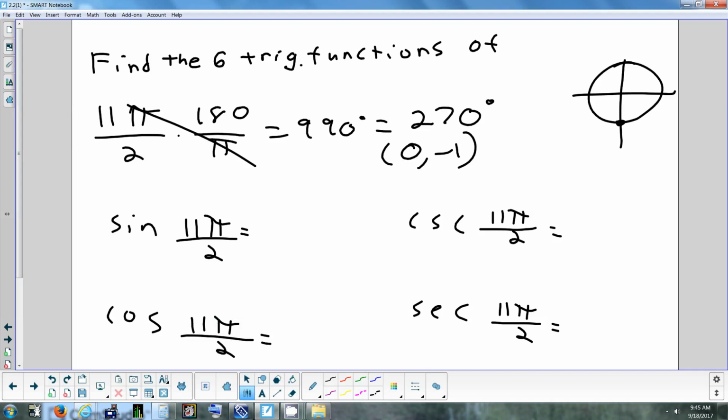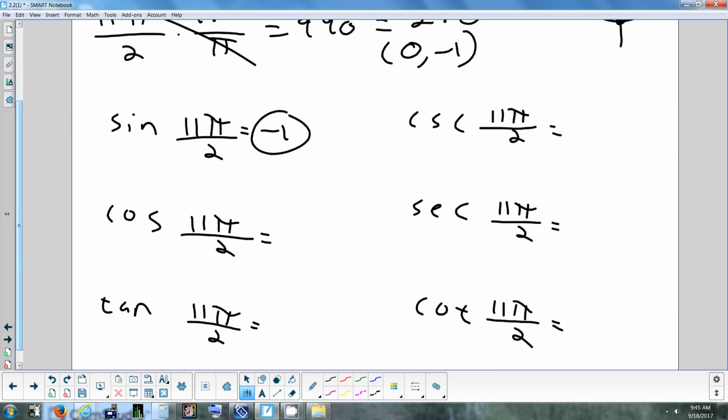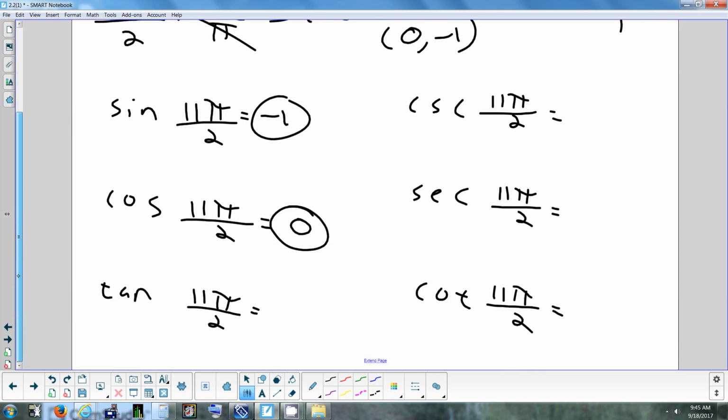Now we can go through our values. Eric, what's the sine? -1. Paige, the cosine? 0, good. How about Molly, the tangent? 0 over -1. No, that's a cotangent. So it's y over x. Oh, so -1 over 0, which is undefined. Okay, so we got undefined.